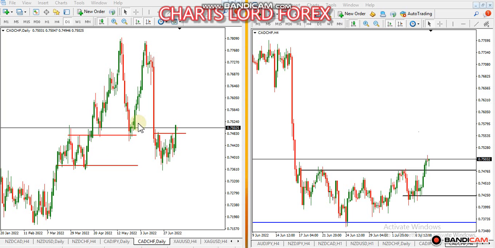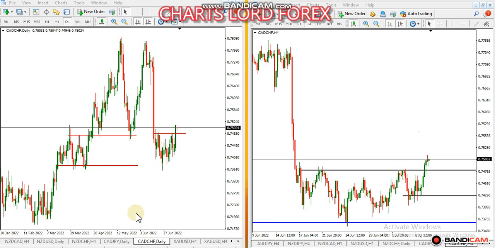So in this quick video, I'm going to be talking about this Cadchf that I'm looking at. I'm seeing a potential buy setup that is probably developing now. I will be waiting to see exactly how the confirmation plays out before I take the trade. So let me quickly go into what I'm looking at on this chart right now.